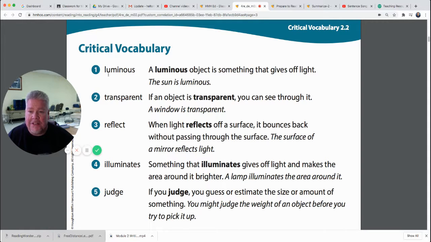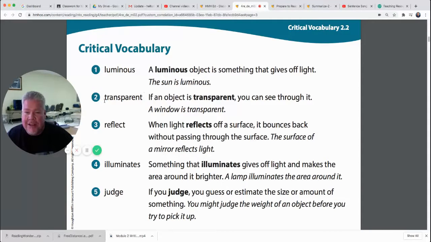And the first one is luminous. A luminous object is something that gives off light. So anything that gives off light, you would call it luminous, like the sun is luminous. We're going to look at this word later on. You probably can think of some words related to this word that make you think about light, like illuminated, something that sounds kind of like luminous. If something is illuminated, it means the light is shining on it, right? Or it's giving off light itself. A luminous object is something that gives off light.